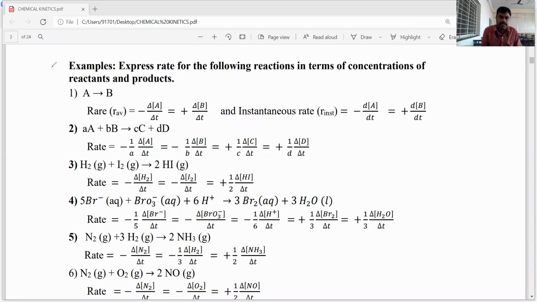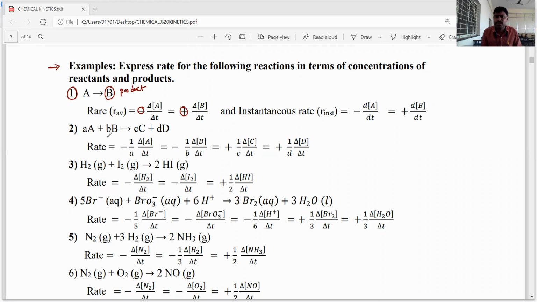Okay, dear students, let's see the general equation. The first one: 1 mole of A is converted into 1 mole of B. For this equation, the average rate expression is equal to minus delta A by delta T, which equals plus delta B by delta T. The negative sign indicates the decreasing concentration of reactants. B is the product, so the product concentration is increasing and the reactant concentration is decreasing. That's why we use the negative and positive signs.